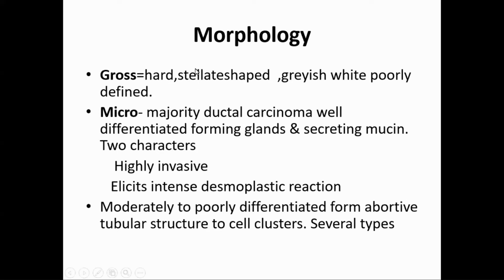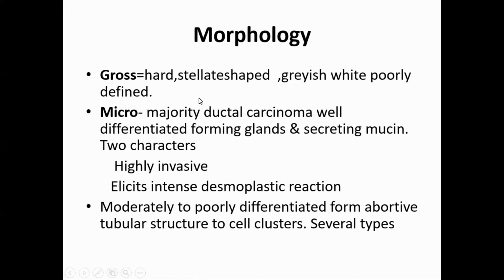It is not well defined. It is a stellate shaped hard tumor in the pancreas. It may be head, it may be body, it may be tail. Most common is the head of the pancreas. Majority of ductal carcinomas are well differentiated, means they form glands and they secrete mucin. But two characters are very characteristic of pancreatic carcinoma.